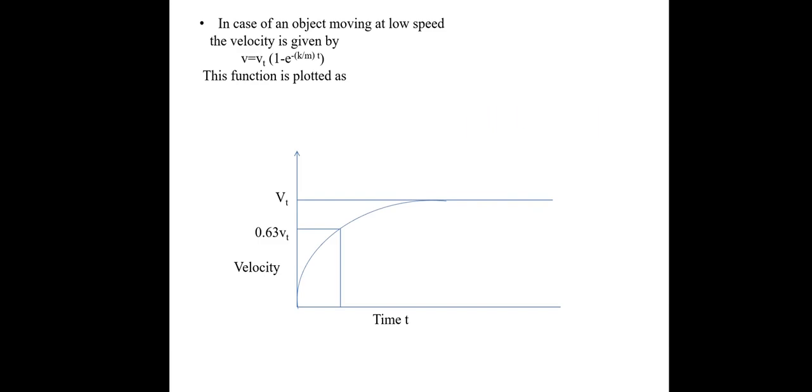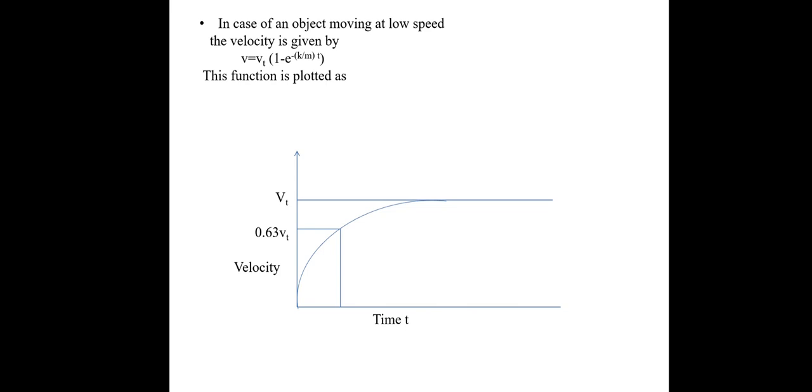In this session, we will discuss the graphical representation of the variation of displacement, velocity and acceleration with respect to time for a body moving inside a fluid medium. Here, in case of an object that is moving at low speed, velocity is represented by v equal to vt into 1 minus e power minus k by m t.